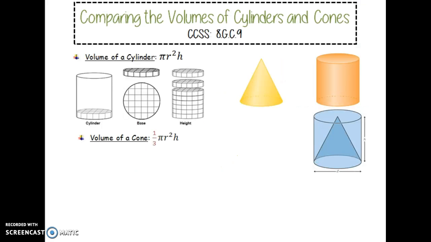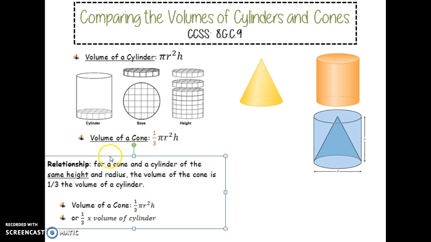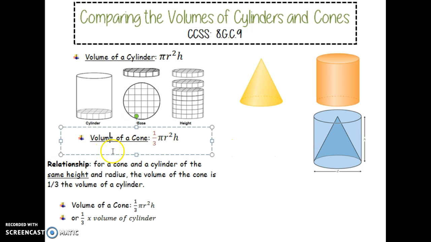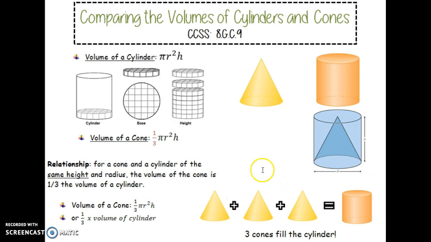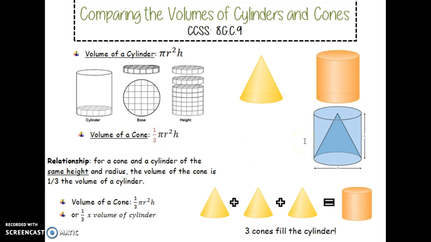So the relationship that they have when you have the same height and the same radius is that the volume of a cone is 1/3 of the size. So you can either just multiply 1/3 times pi r squared times the height, or multiply 1/3 times the volume of the cylinder that you're comparing it to. And like we just discovered in the video, it takes 3 full cones to fill one cylinder. So let's apply what we've learned.